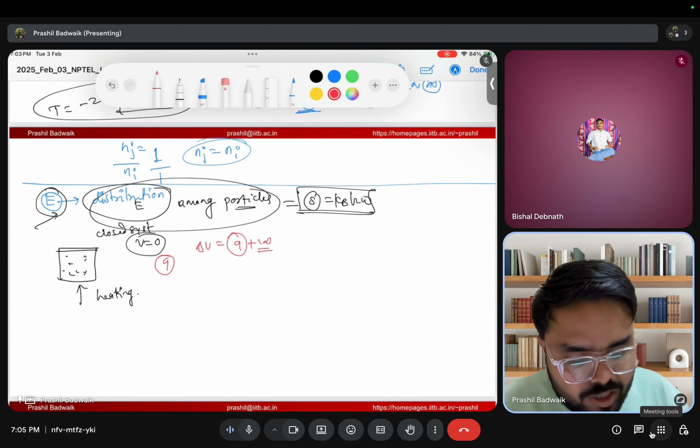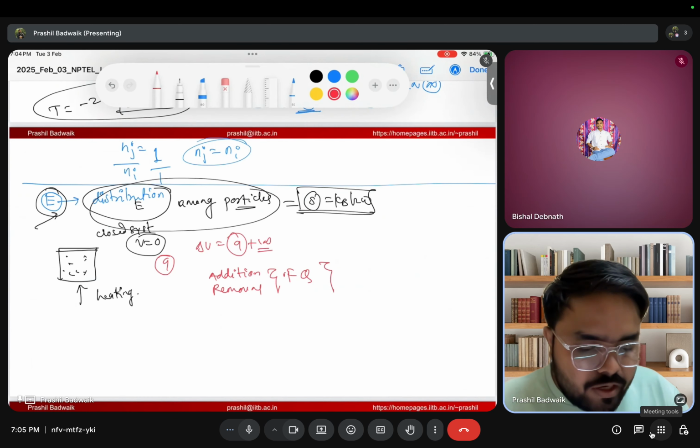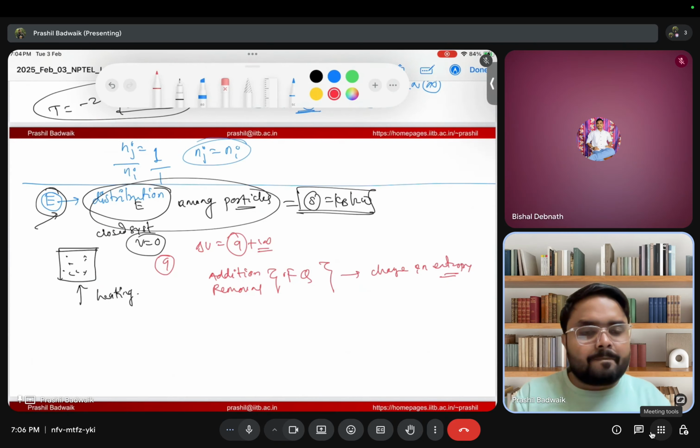So whenever I'm talking about addition of heat or removal of heat, it corresponds to a change in entropy. Change in entropy, correct? Change in entropy.